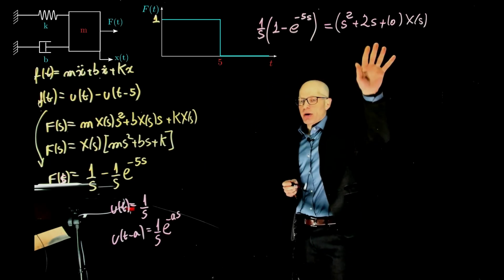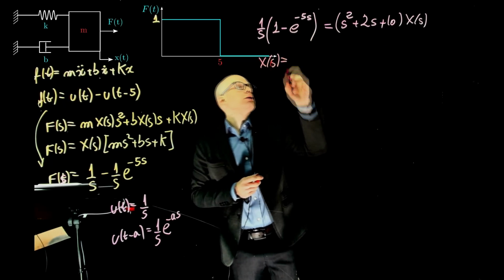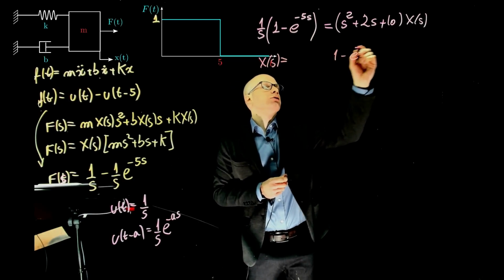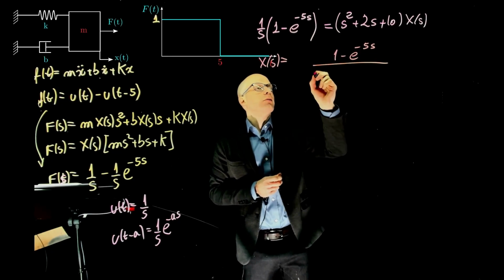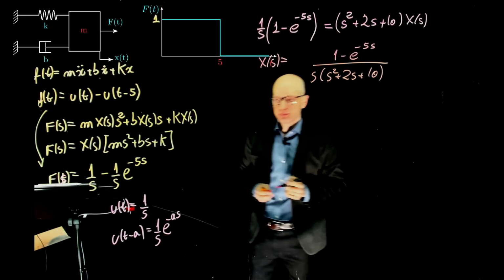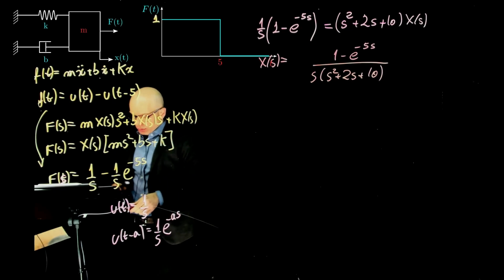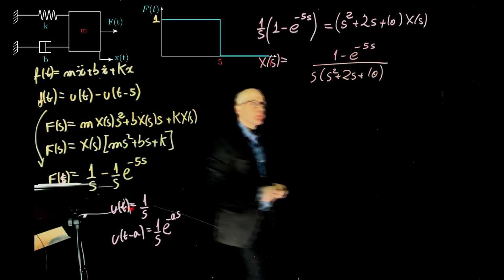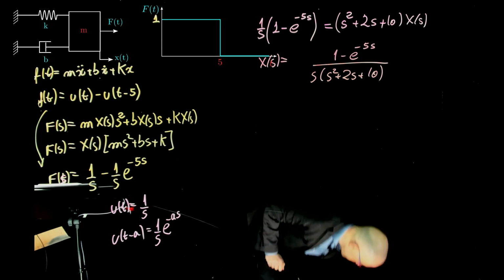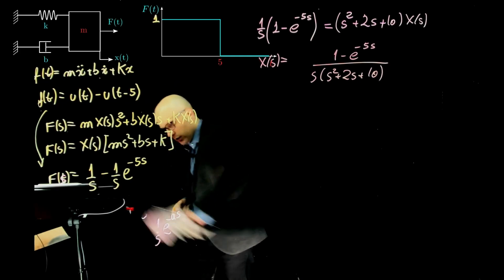Okay, so now here we are combining everything. You can now solve for x of s. X of s is 1 minus exponential of minus 5s divided by s squared plus 2s plus 10. Okay. Are we good so far? Any questions?